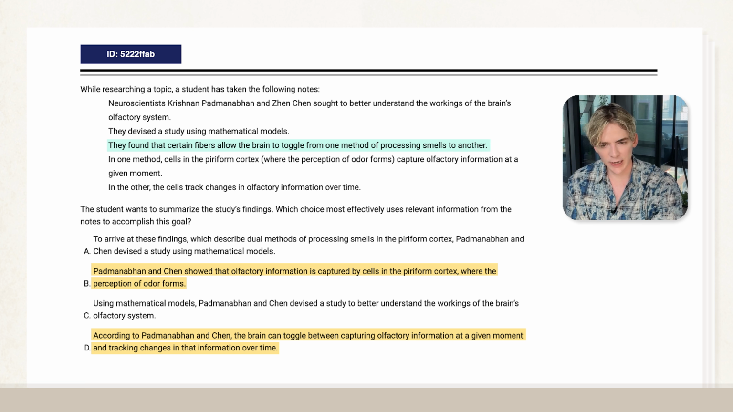And so after that, they give an example of two different methods, right? So they say in one method, cells in the piriform cortex capture olfactory information at a given moment, and in the other, the cells track changes in olfactory information over time.